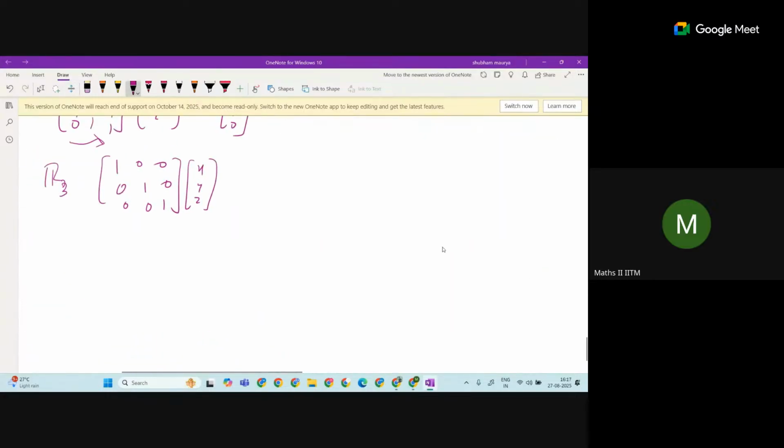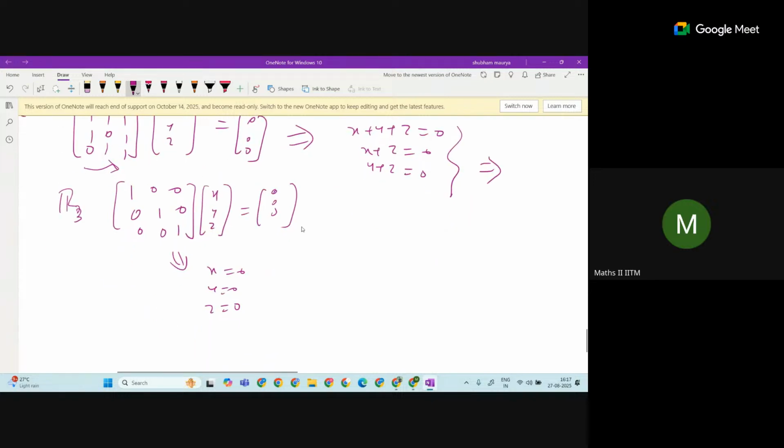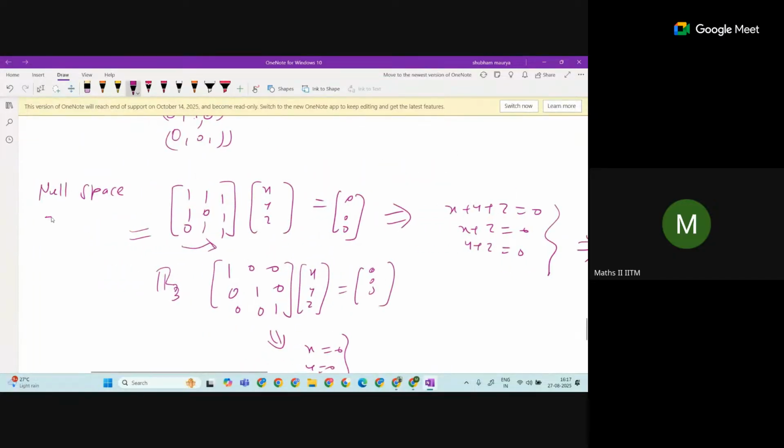So here we will also get the identity equal to 0. Now back to the system of linear equations. From here, x is equal to 0, y is equal to 0, and z is equal to 0. Or even if you are not doing this and solving directly, x plus y is equal to 0, x plus z is equal to 0, y plus z is equal to 0. Solve this system of linear equations. That is your null space. So here the null space for this matrix is the zero space.